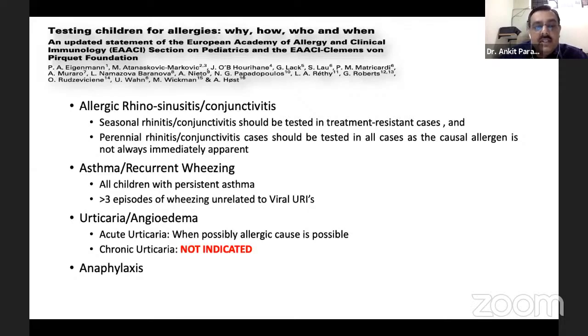Or if the children are having more than 3 episodes of wheezing which are not related to viral infections, then we need to identify the allergens. Acute urticaria, usually no, unless you think that this is an IgE mediated reaction. Not indicated for chronic urticaria. It should be done for patients with anaphylaxis, especially if you're not very clear about the trigger.